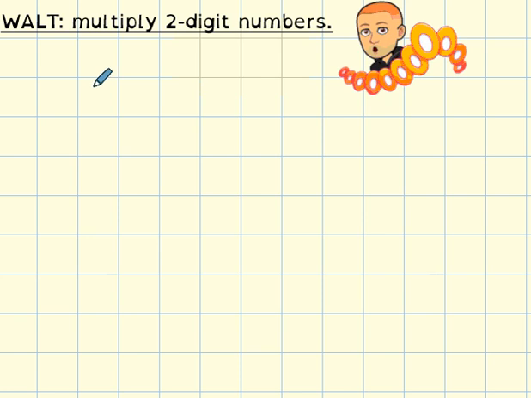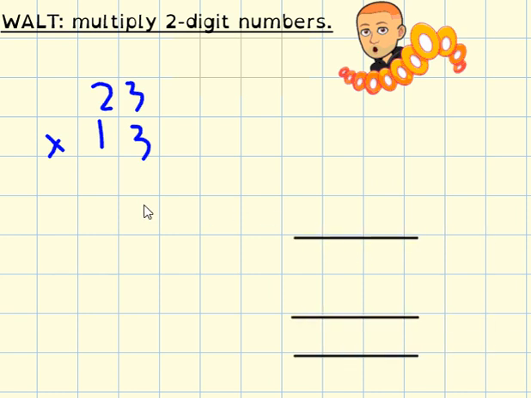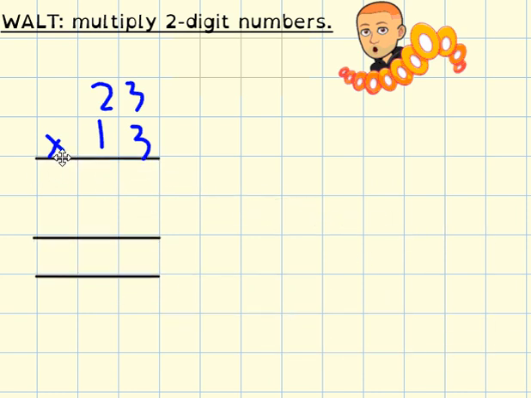Let's have a look at 23 times 13. If I multiply those two numbers together, we have the expanded method for multiplication, if you can remember how we set it out. I also need at the side my brackets. My brackets are going to tell me the calculations that I'm going to do to help me get my final answer.